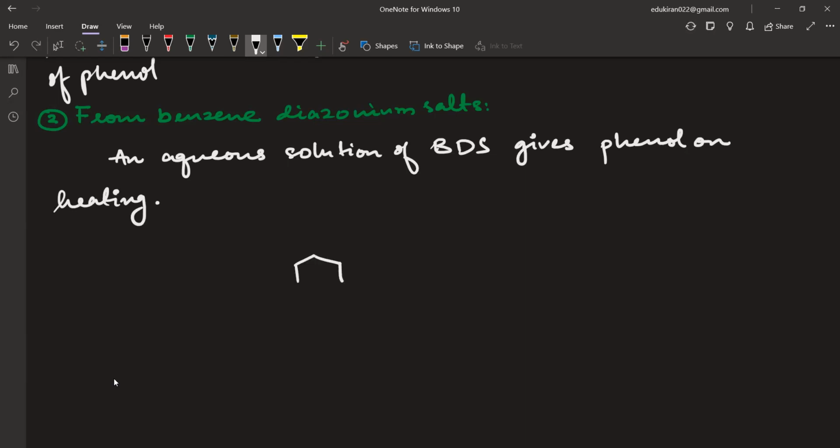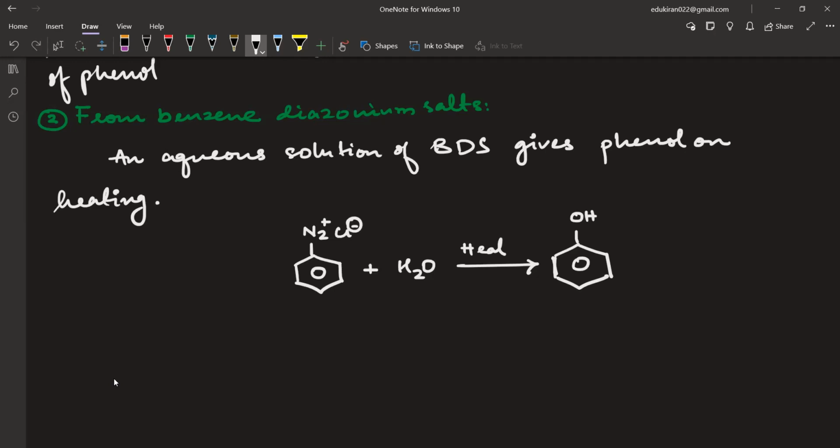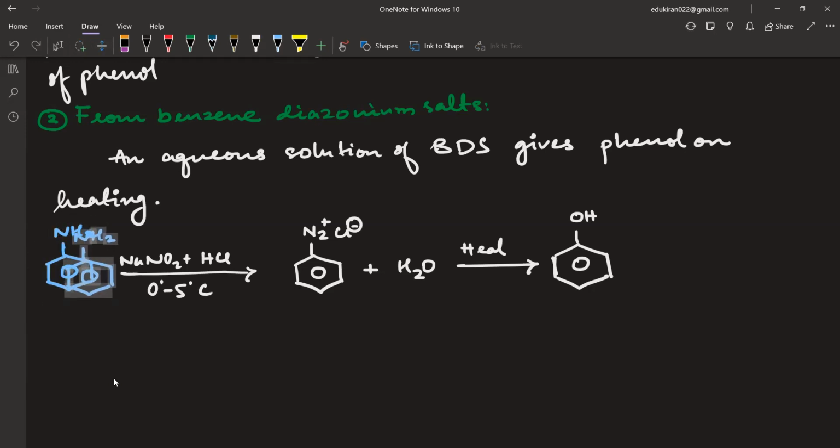The benzene diazonium salt is from Sandmeyer's reaction, you must remember N2 plus Cl negative. Now, obviously, if I have aqueous solution, there will be water and I will heat it to get phenol. Now, how will we prepare this benzene diazonium salt? We prepare this from amines, NH2, and we treat this with NaNO2 plus HCl from 0 to 5 degrees Celsius. This is the condition that is required to prepare benzene diazonium salt.